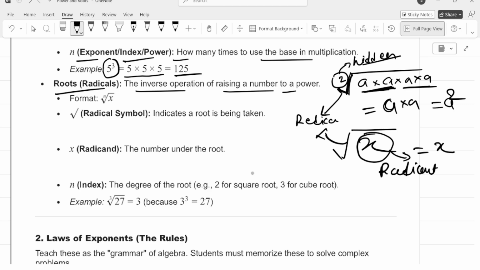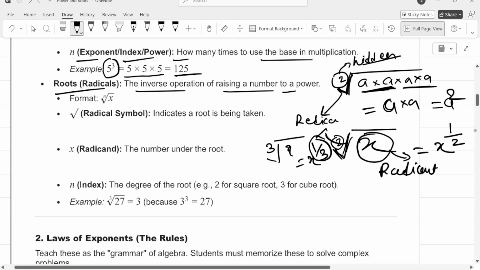We can write the square root of x is equal to x to the power 1 upon 2, because I already told you 2 is hidden. If there is any number like 2, 3, 5, n, it is always in the denominator of the exponent. So x power 1 by 2. If it is the cube root of x, we can represent it as x to the power 1 by 3. Here 1 by 2 is the index, power, exponent.